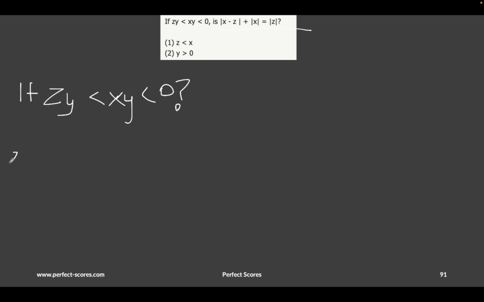So I'm going to start with statement 2 here because I think that's the simpler statement out of these two statements. So we can start with statement 2.